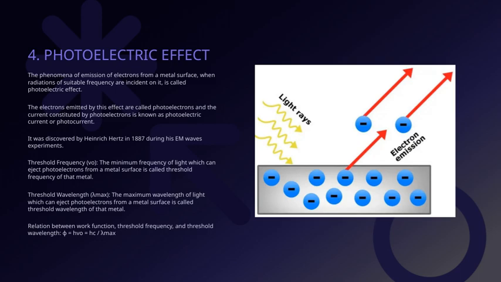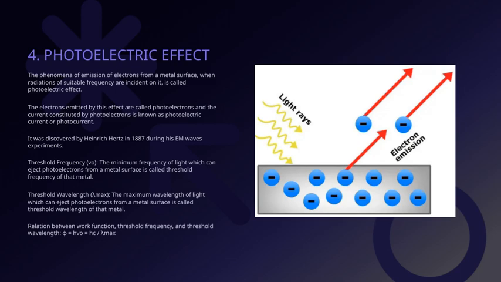Now, the threshold wavelength, lambda max, is the maximum wavelength of light that can eject photoelectrons from a metal surface. In simpler terms, if the light's wavelength is longer than this, it won't have enough energy to free electrons. Conversely, the threshold frequency, nu naught, is the minimum frequency of light needed to eject those electrons. This concept was first discovered by Heinrich Hertz back in 1887 during his experiments with electromagnetic waves.